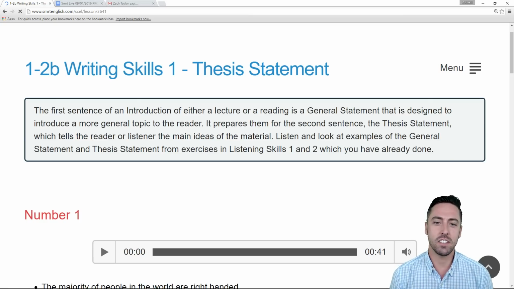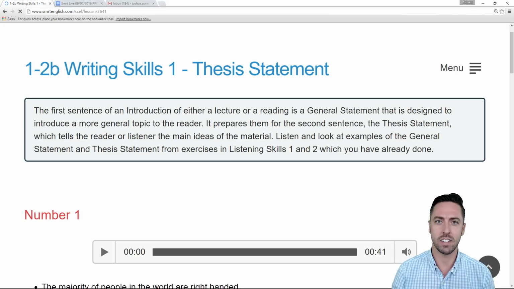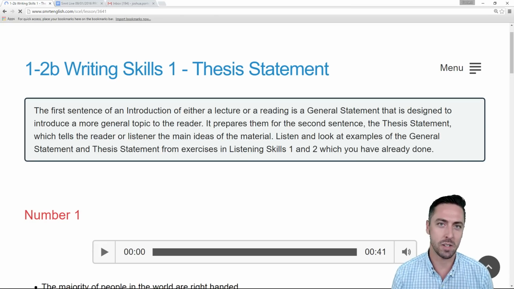And so as we go through here, I want you to remember and keep in mind that the thesis statement is your absolute most important information. And it goes in a specific place in a basic English essay, and we'll go over that in a moment.